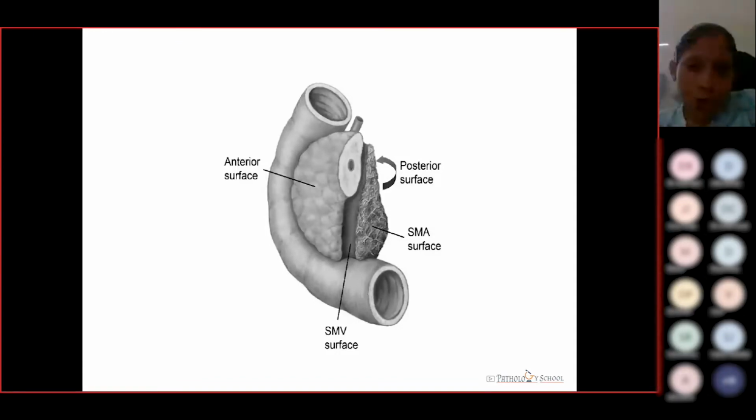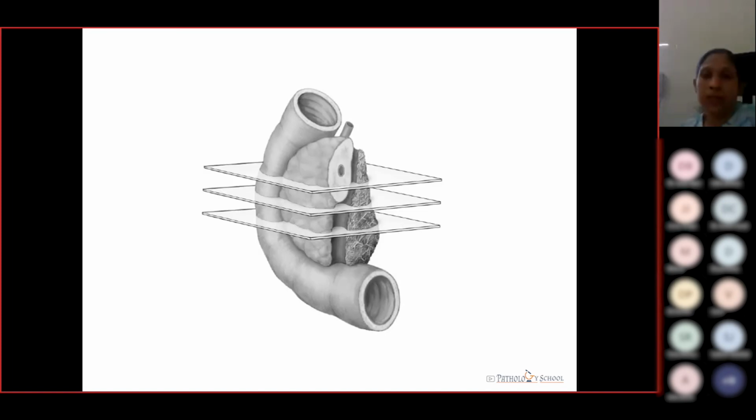So there are 2 schools of thought as far as Whipple's pancreatectomy dissection is concerned. Some people prefer an axial dissection like this. This dissection gives a good orientation of the tumor with the surrounding structures like the duodenum, the CBD, the pancreatic duct.